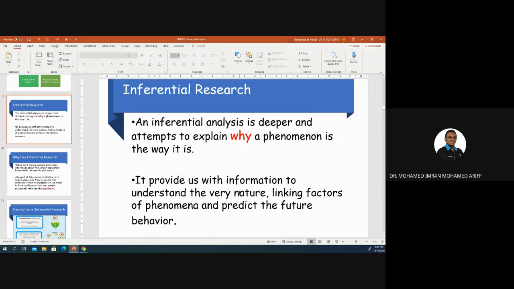Exercise and losing weight. So we want to predict the behavior. So the more I exercise, the more I lose weight ke, macam mana ke? So we are now trying to predict that. Okay, this is what we say is inferential research.